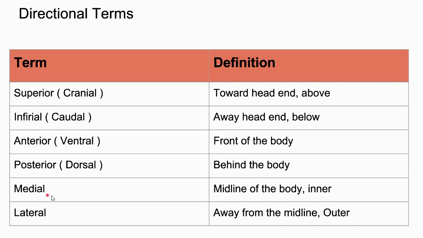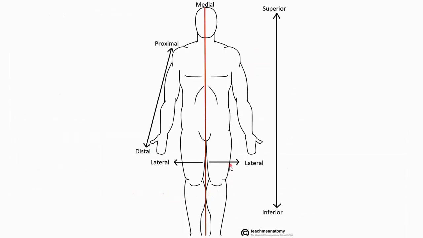We have the medial, which is the midline which cuts the body in between equal halves. We have lateral, which is away from the midline, and any organ found away from the midline is said to be lateral, or outer. Like I explained earlier, going away from the midline is lateral.